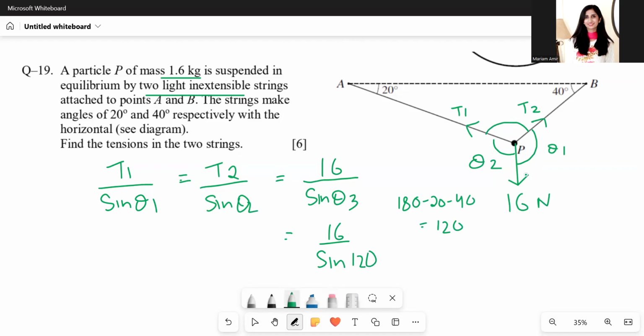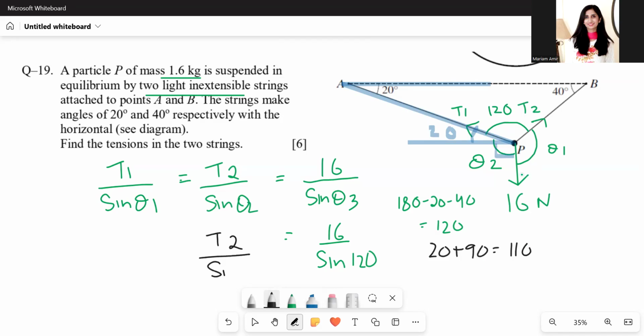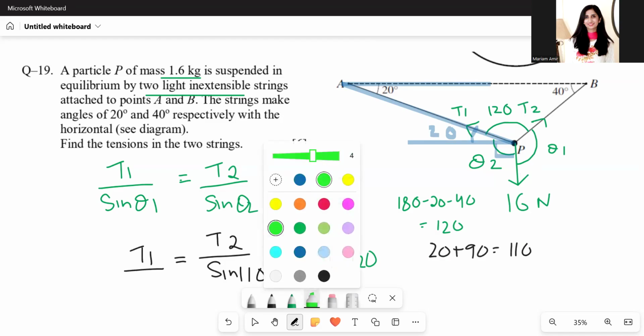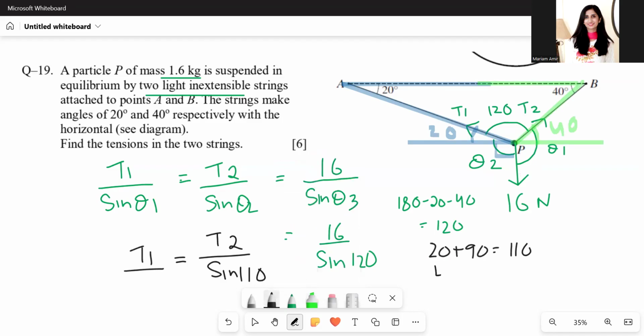We also have the other two angles. If we use alternate angles, then this angle here would be 20, and this angle here is 90. So 20 plus 90 is 110. So T2 upon sine 110 is equal to T1 upon, again using alternate angles, that would make this angle 40. So 40 plus 90 is 130. So we have sine 130 here.